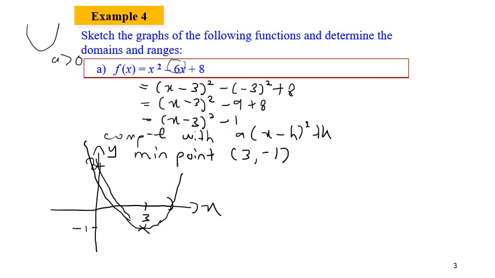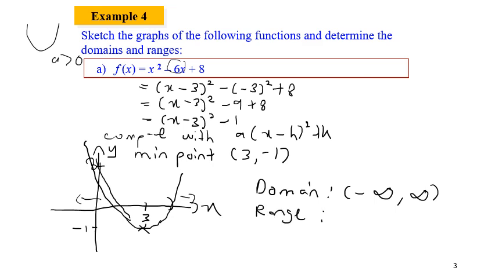Next, after we sketch the graph, use this graph to determine domain and range. So for domain, as you can see, x can be any positive or negative number. So in other words, the domain would be negative to positive infinity. And range would start from the minimum. So minimum and above, and it includes the minimum. So we have a square bracket over here, that is from negative 1 until positive infinity.